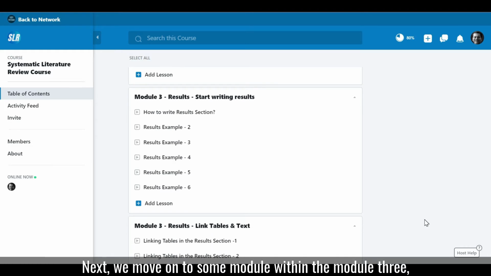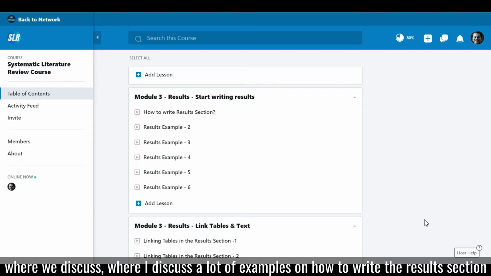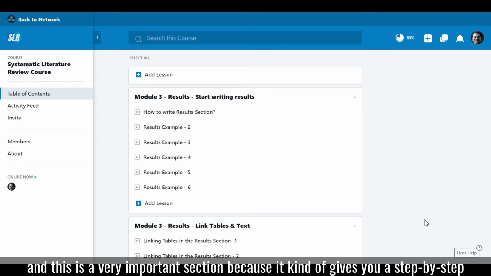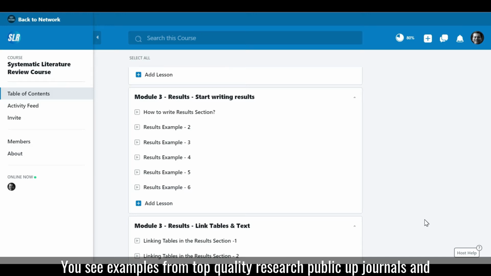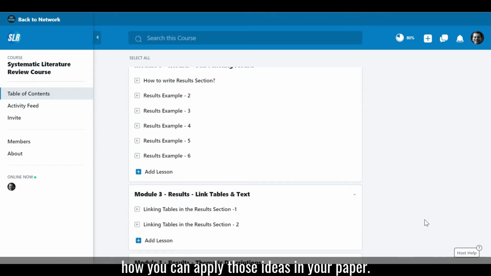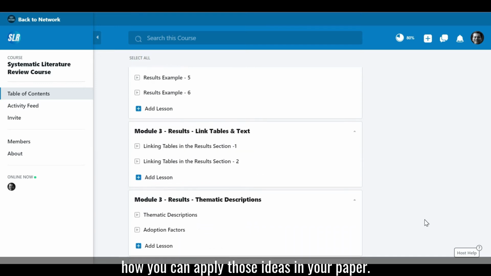Next, we move on to a sub-module within module 3, where I discuss a lot of examples on how to write the results section. And this is a very important section because it gives you step-by-step guidance on how different sections of the results can be written. You see examples from top quality research journals and how you can apply those ideas in your paper.